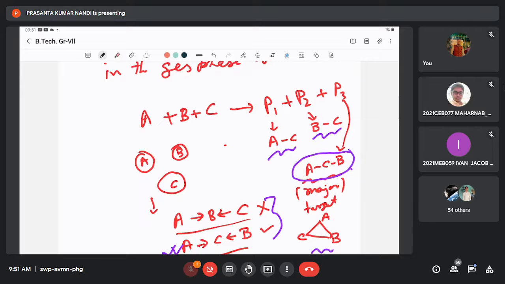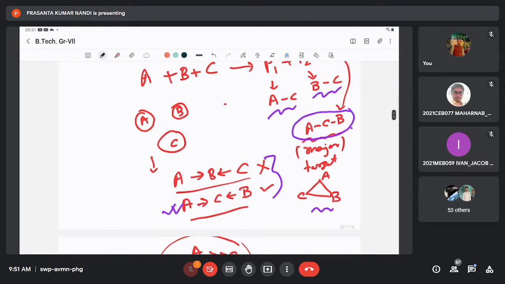Now the question is, what is the probability to get this desired product? How the molecules will orient or collide in a particular direction is important. Suppose your desired product is A, C, B, linear. It may be in this triangular form also.